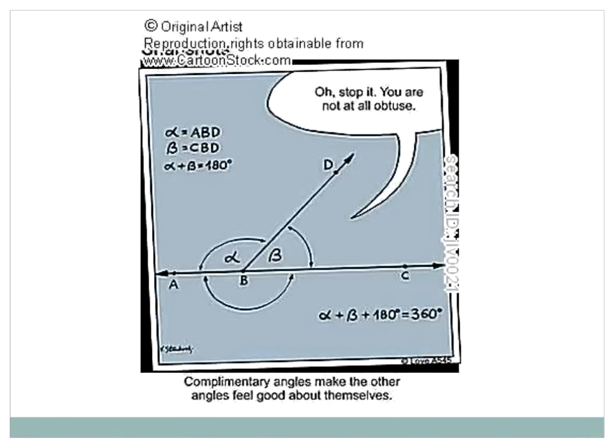And another corny math joke coming your way, but it does help us. This says, oh, stop it, you are not at all obtuse. And it's because we're talking about complementary angles. Remember, they're complementary in that they make each other feel good, but they're complementary in the fact that they add up to 90 degrees. So if we have this adding up to 90 degrees, there's no way that the angles could be obtuse. Remember, obtuse is more than 90 degrees. You can give a little applause if you enjoy that math joke. So we do like our math jokes here.